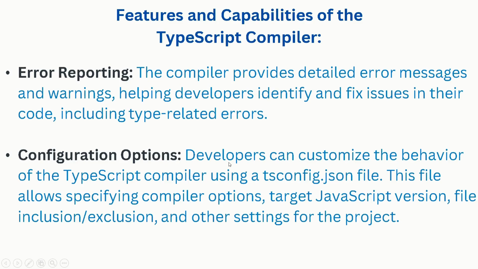The next feature is configuration options. There are various configuration options available in the TypeScript compiler. Developers can customize the behavior of the TypeScript compiler using those options. There is a tsconfig.json file that allows specifying compiler options, target JavaScript version, file inclusion, exclusion, and other settings for the project.